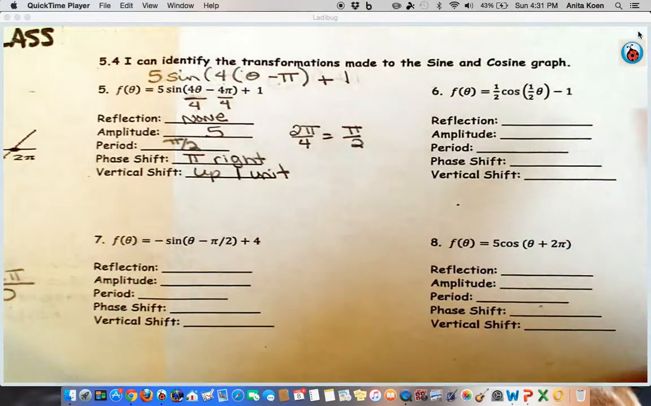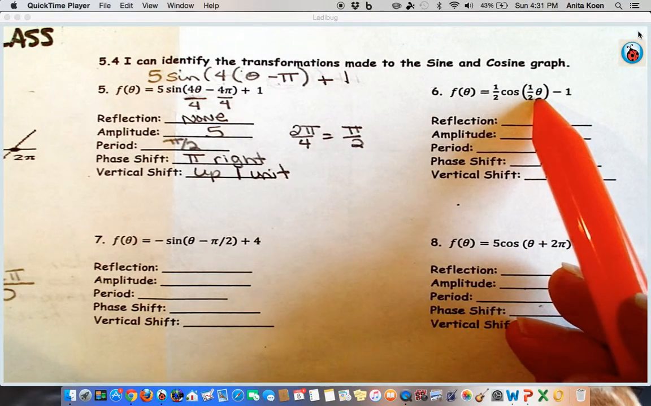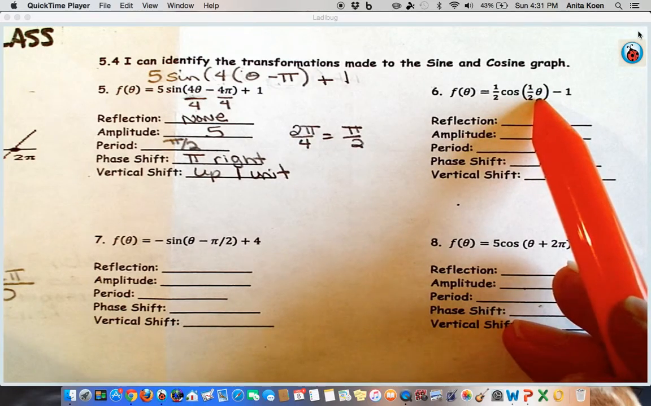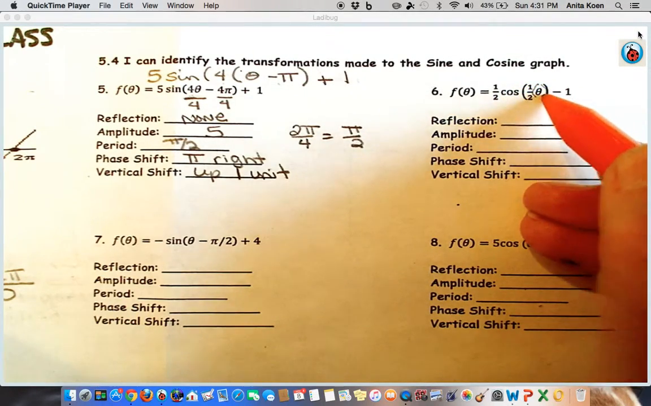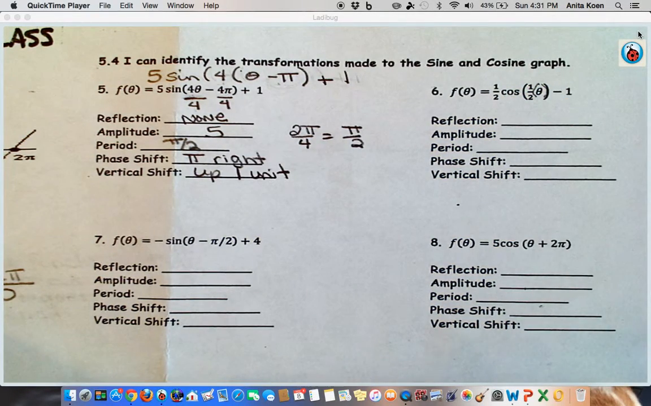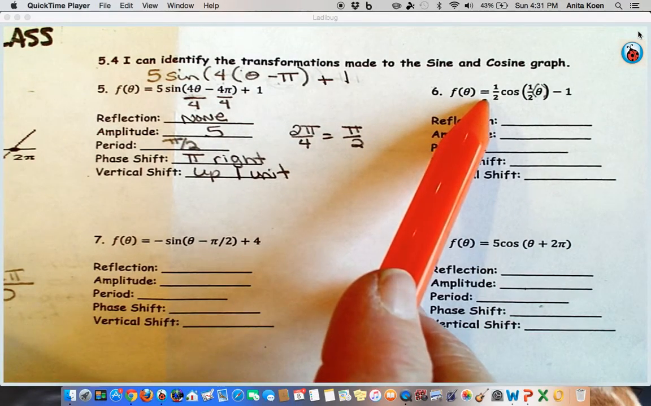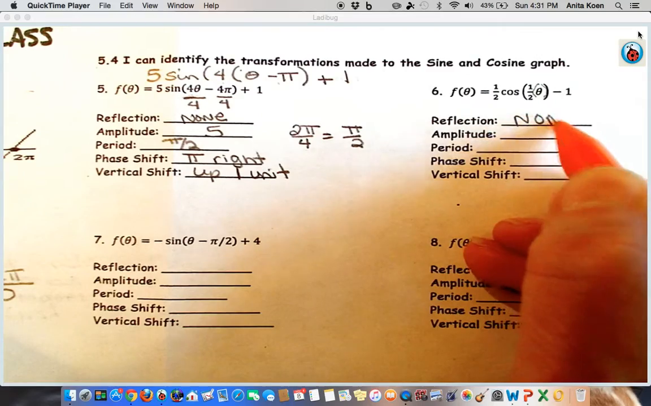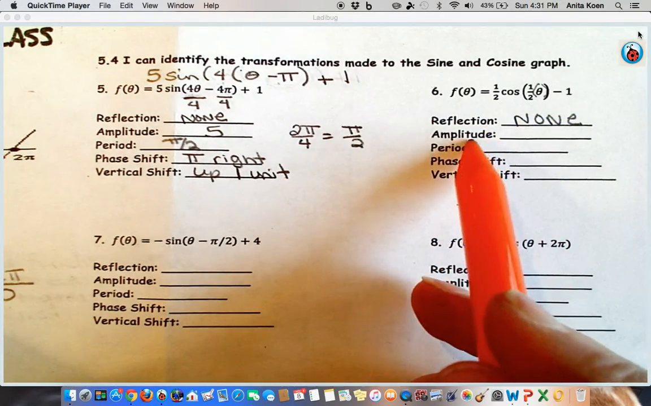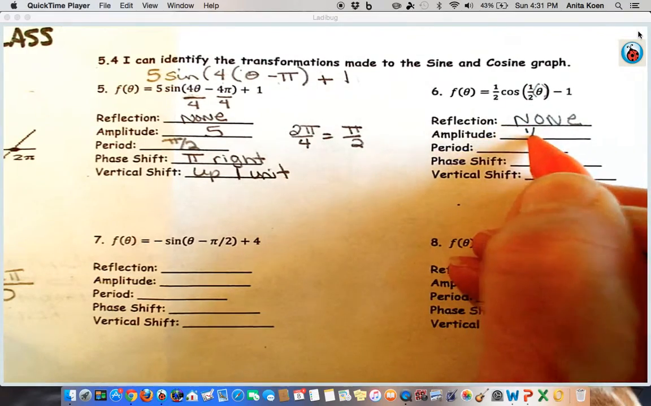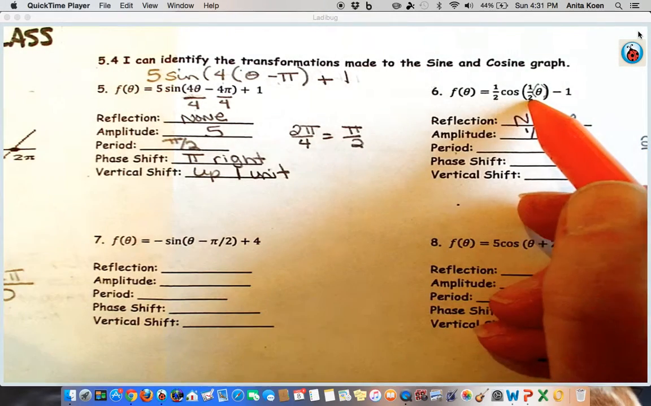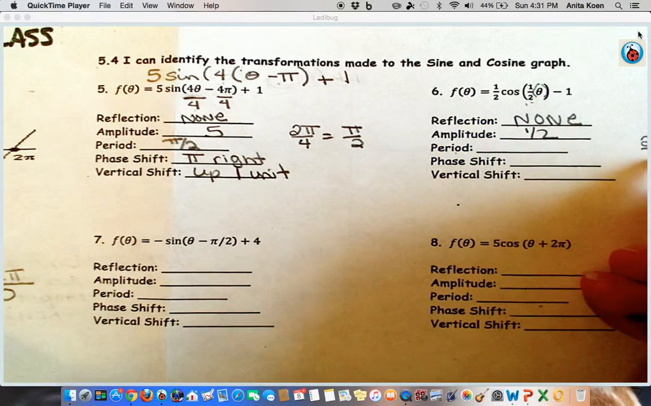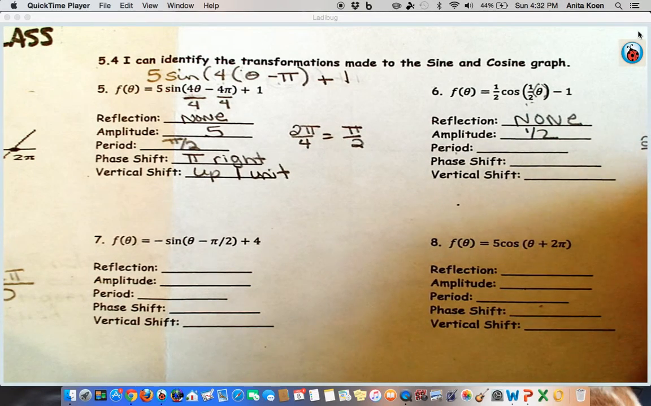Okay, so let's go to number 6. All right, again here the 1/2 is in front of the theta, but there is nothing added to it, so really it's technically already factored out. You could put a parentheses around there if we wanted to, but we don't have to. A reflection, there's no negative in front of the 1/2, so we say none. The amplitude is the absolute value of that number, so that's 1/2. The period is 2 pi divided by the number in front of theta, which is 1/2.